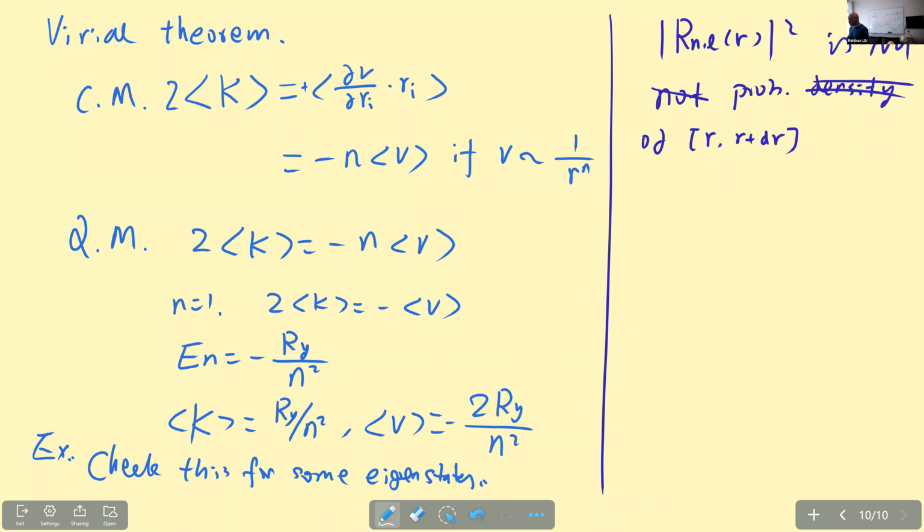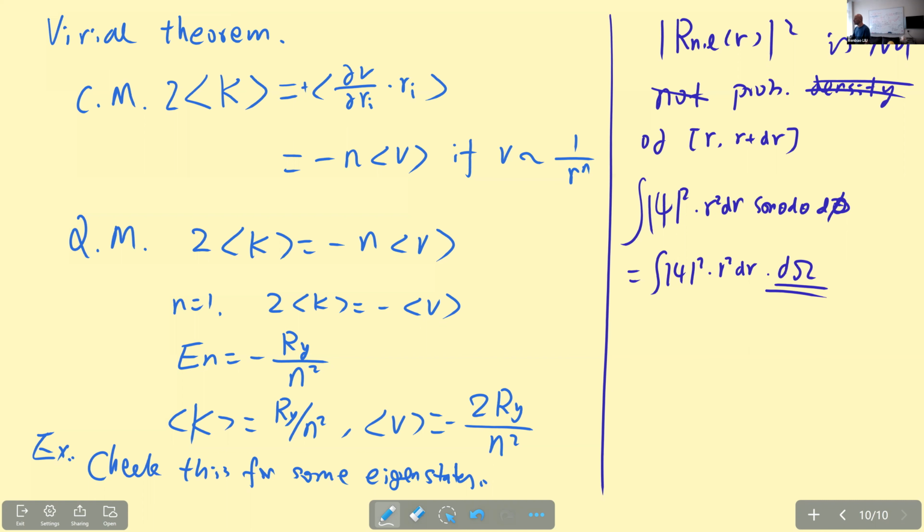The reason is that the total probability, remember, is the modulus squared times r squared dr sine theta d theta d phi. And this can be written as modulus squared r squared dr and d omega. d omega is just an integration over the solid angle. Okay, it's a 2-dimensional space.